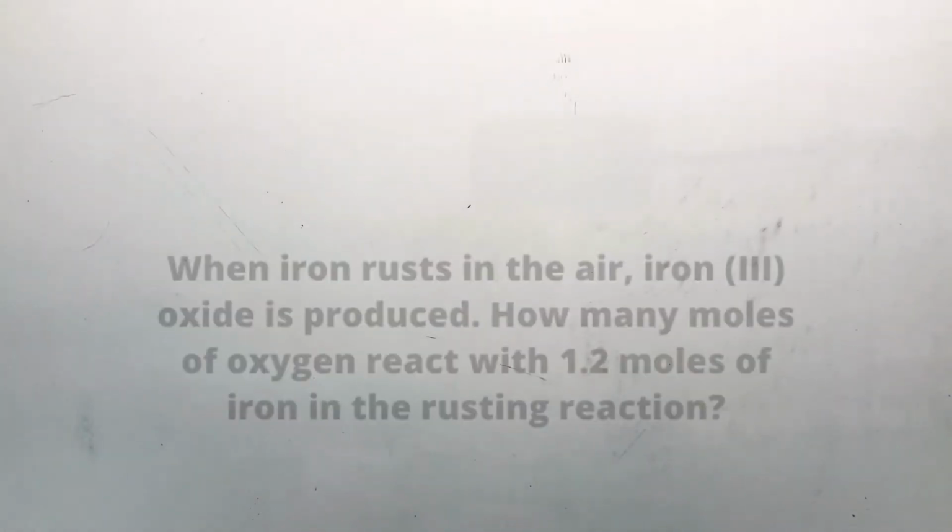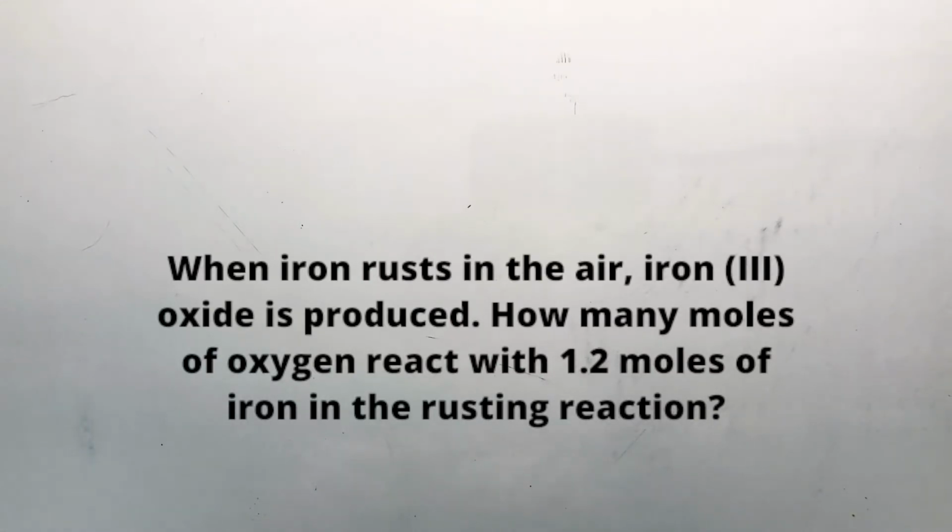I had a friend today ask me a great question, and I thought, you know what, I'm going to make it into a video because it was such a great question. So the question reads, when iron rusts in the air, iron 3 oxide is produced. How many moles of oxygen react with 1.2 moles of iron in the rusting reaction?